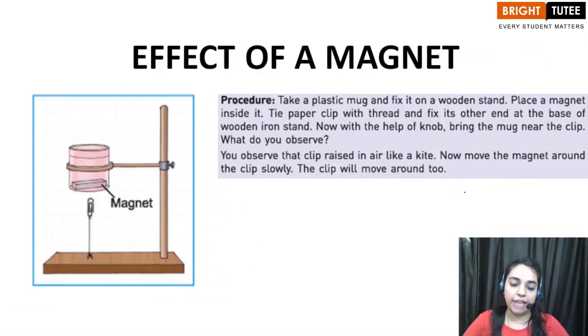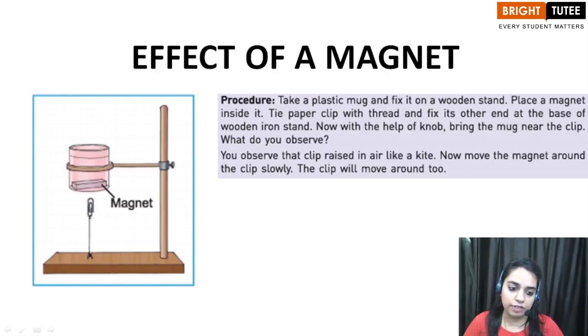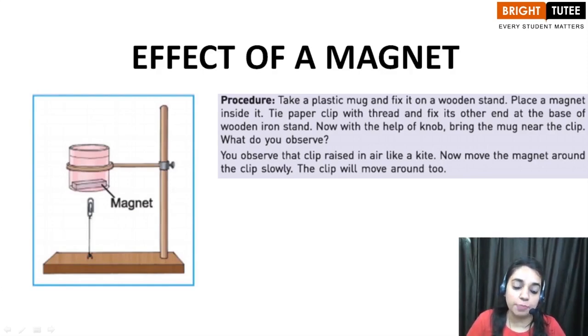Then let's move ahead, and we are going to do an interesting activity and see the effect of a magnet. So children, what we are going to do is we will take a stand like this, and we will hold a container, and in this container we are going to place a piece of magnet, okay? And to the base of the stand, we are going to tie a thread, and to this thread we are going to attach an iron pin, okay? And children, once you place this magnet over here, you will see that this pin is attracted towards the magnet and it flies upwards towards the magnet like a kite. And if you try to move this magnet, this pin will move along with it.